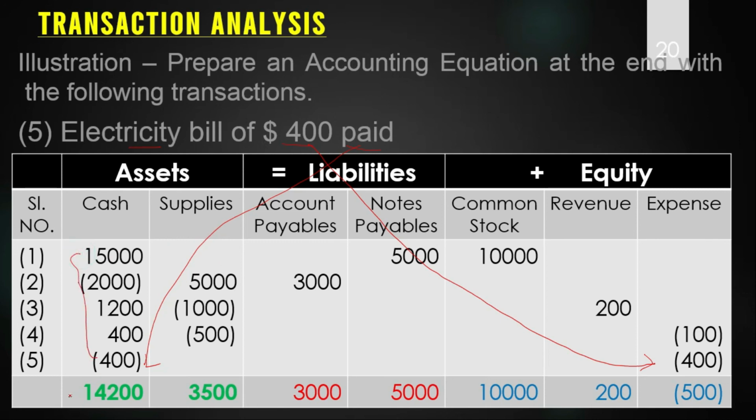So making the sum we get 14,200. Making the sum of this we get 3,500, and the accounts payable has only one item, notes payable one item, common stock one item, revenue one item, and the sum of these two items is minus 500. So if you find the total of assets, total of liabilities and total of equity, and check whether the total of assets is equal to the total of liabilities and total of equity or not. So let us check with the next slide.